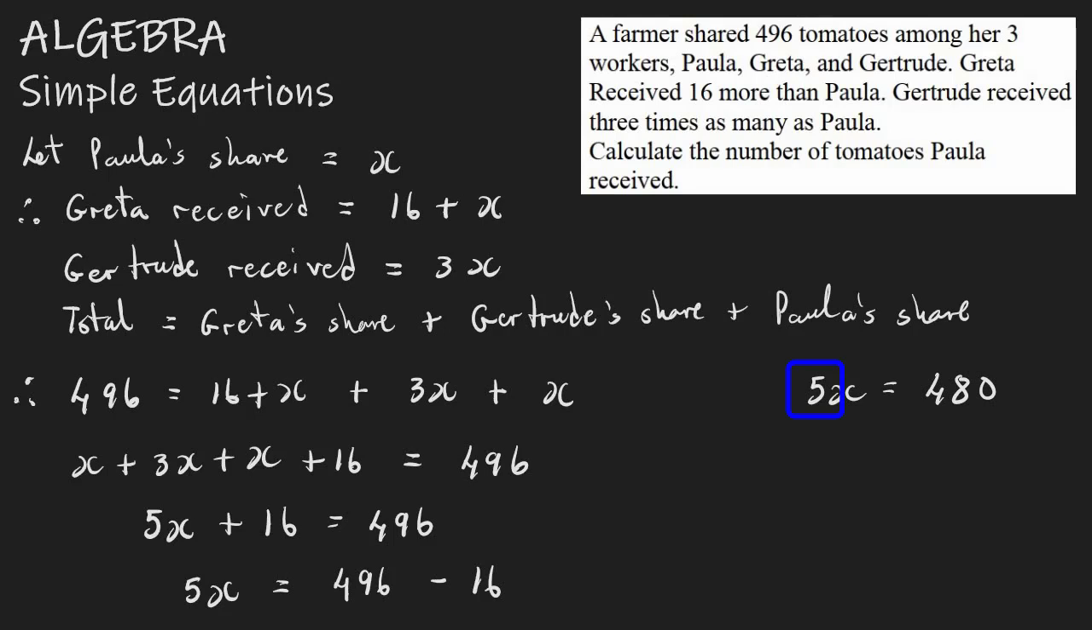5 is multiplied to x. I want x alone on the left-hand side. Therefore, x is equal to 480 divided by 5. x is equal to 96. So, the amount of tomatoes Paula received is equal to x. x is equal to 96. Therefore, the amount of tomatoes Paula received is 96. And that is my answer.